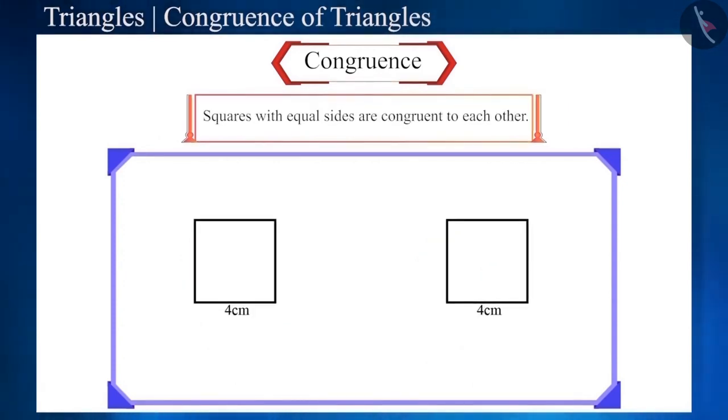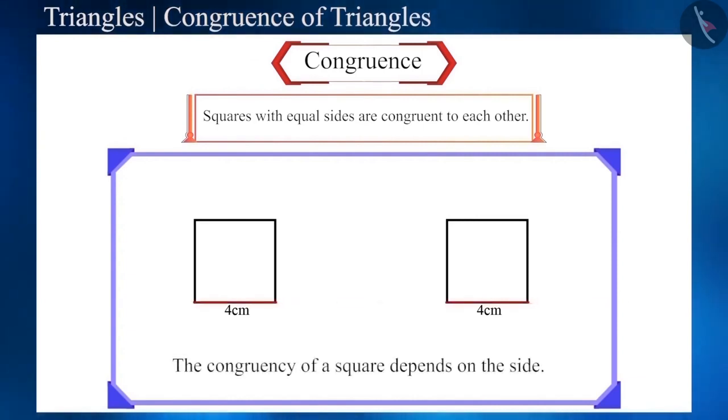Similarly, squares with equal sides are congruent to each other. For example, two or more squares with their sides measuring 4 centimeters are congruent to each other. Here the congruency of a square depends on the side of a square.